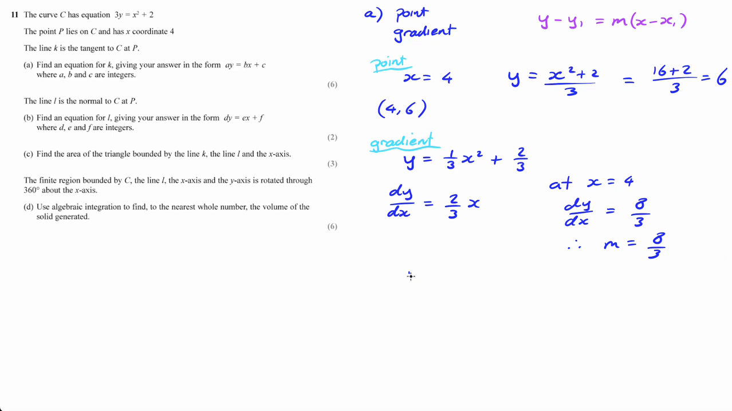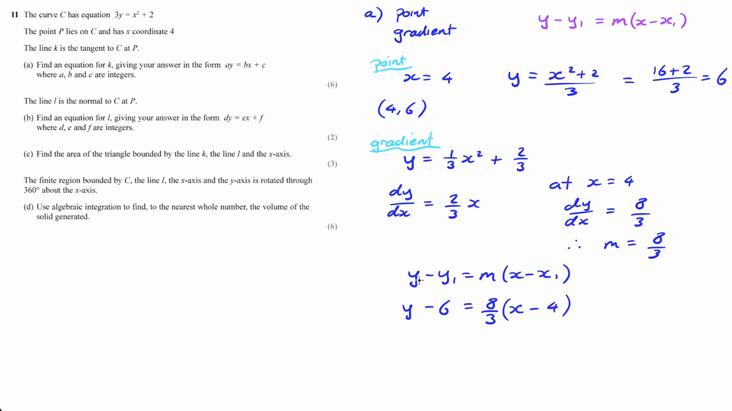So then I just use the formula, y minus y1 equals m into x minus x1. Y minus y1 is 6. M is 8 over 3. X is x. And x1 is 4. So I have this. This is the equation of the line. This is the equation of the tangent, k. But he wants it in this form.